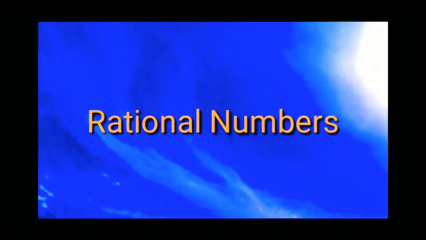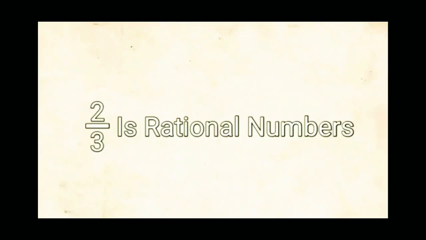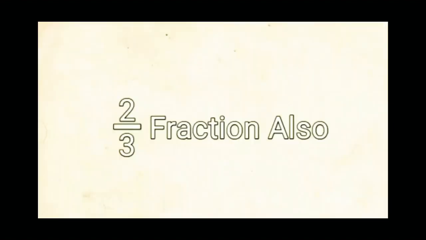Rational numbers. The numbers which can be written in the form of p upon q, where q is not equal to 0, are called rational numbers. All the whole numbers, natural numbers, fractions, and integers are rational numbers. I'll make you understand with this example: 2 by 3 is a rational number, but 2 by 3 is a fraction as well.